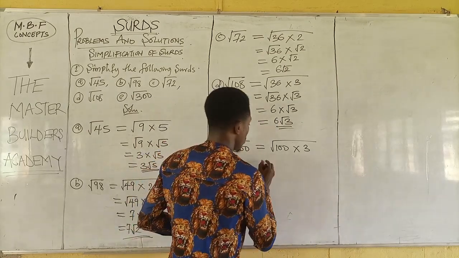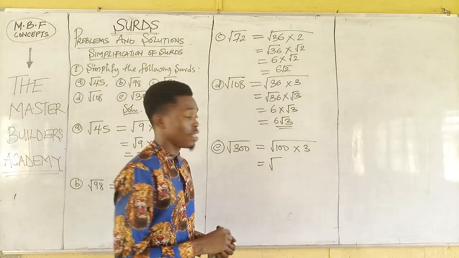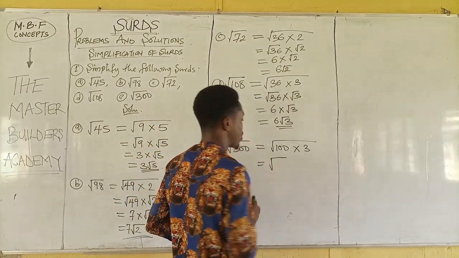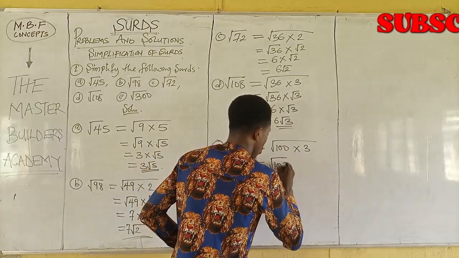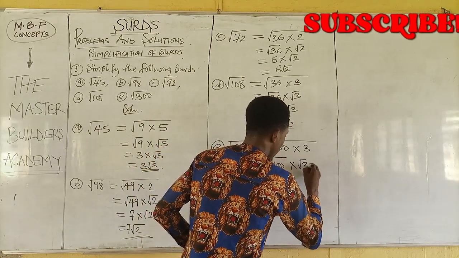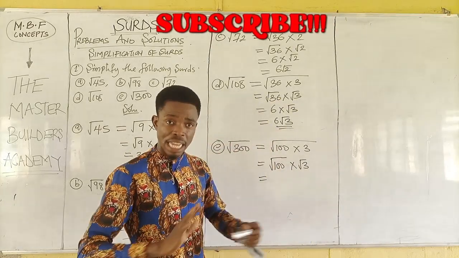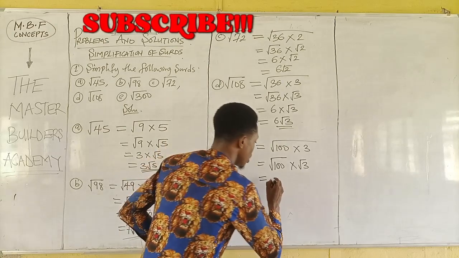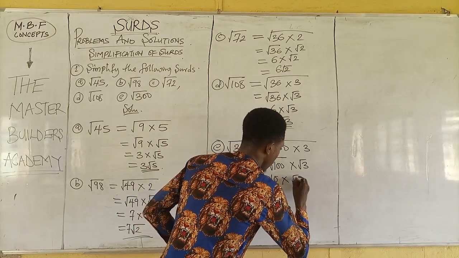Now the next thing we do is to quickly what? Split the numbers. And to split the numbers, the rule number 1 states that we can share the square root for the two values. Then we have root of 100 times the root of 3. Now 100, the square root of 100 is 10. Guys, 10 times 10 is 100. Then this will have given us 10 times root 3.